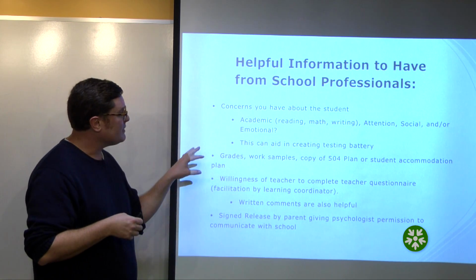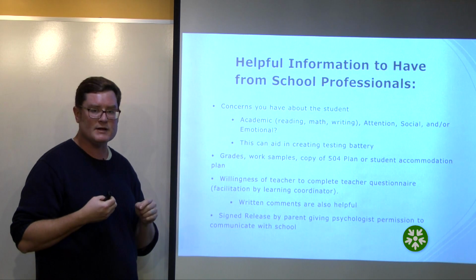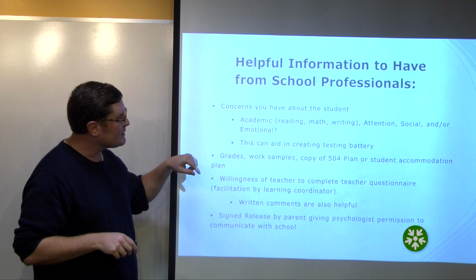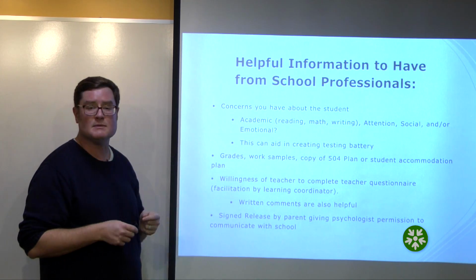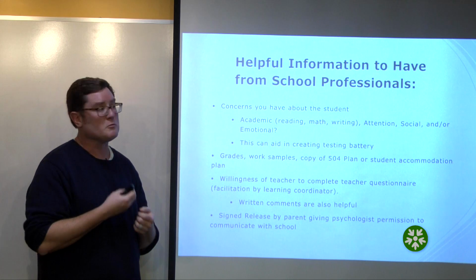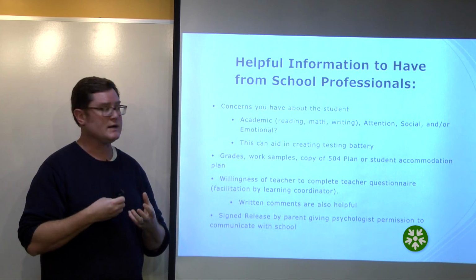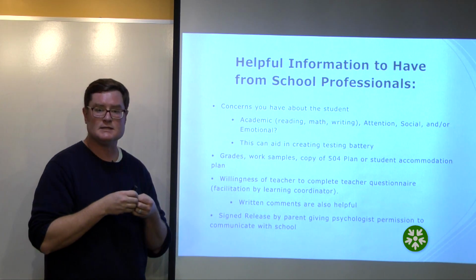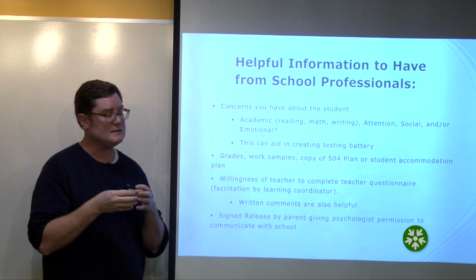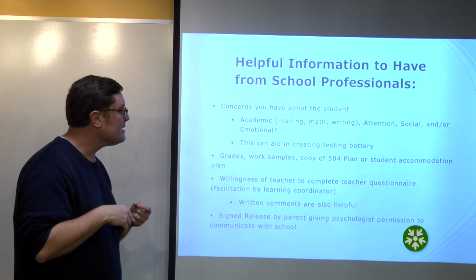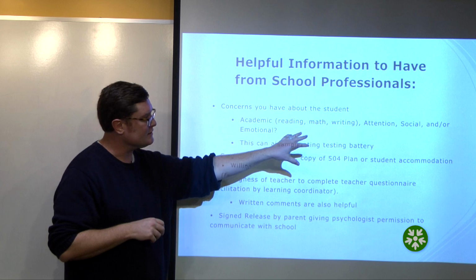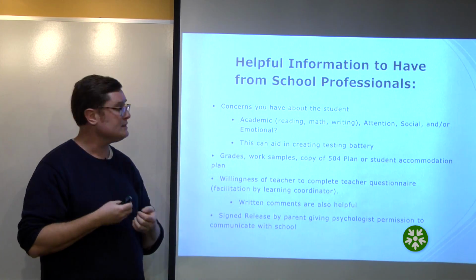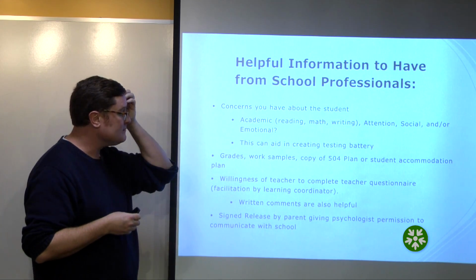So, definitely we want to know what concerns the school professional has about the child, and in what areas. If they're academic concerns, or a certain academic area, it's great to know, we're really concerned about John's reading, or we're really concerned about his writing. That can help us really zero in, okay, I want to go deep into that area as part of the evaluation. Definitely focus or attention, if we're concerned about the child's social abilities, to let us know that, or any emotional symptoms.